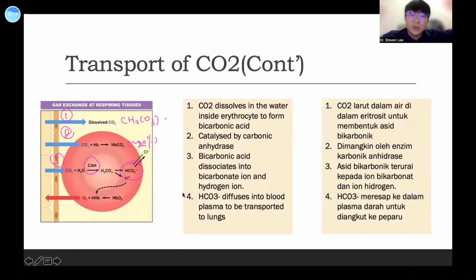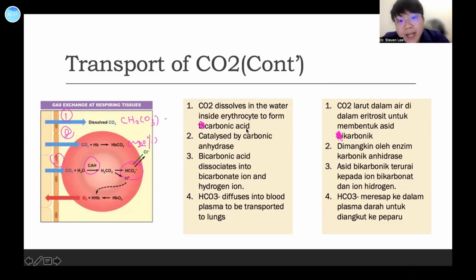So later in your notes, there should be some place for you to write in the big picture. Down there, there are 2 boxes. If I'm not mistaken, there are 2 boxes down there. You write this on the left box. The right box is the next page. So the CO2 dissolves in the water inside the erythrocyte to form... Sorry, this one is wrong, not bicarbonic acid, it's called carbonic acid. Sorry, I made a mistake here. To form carbonic acid.